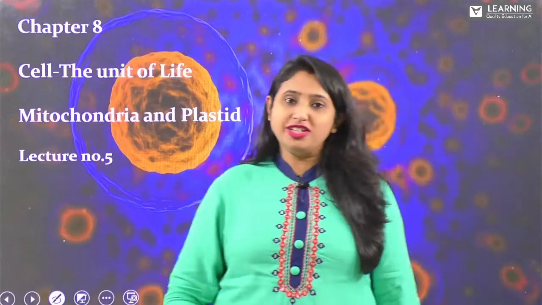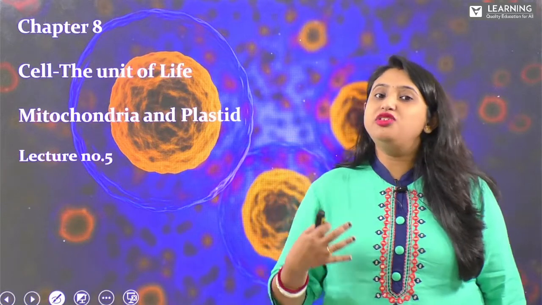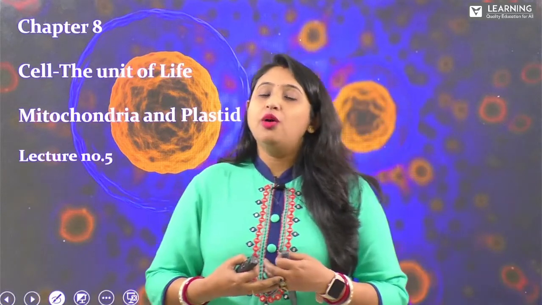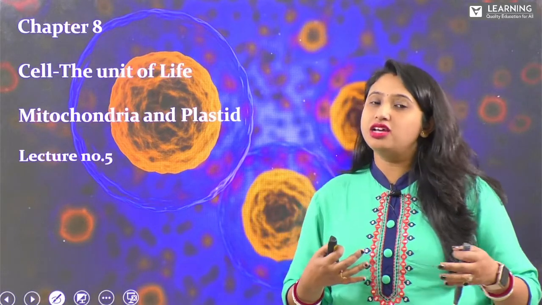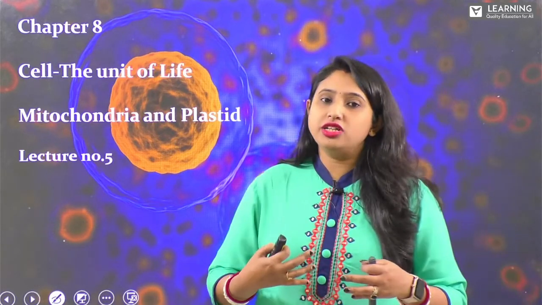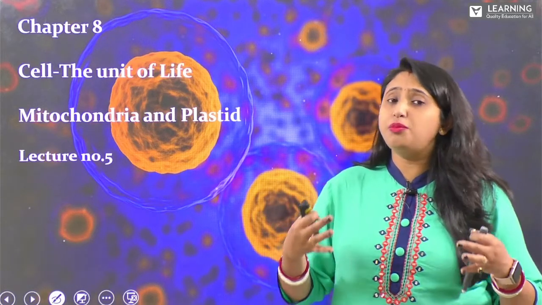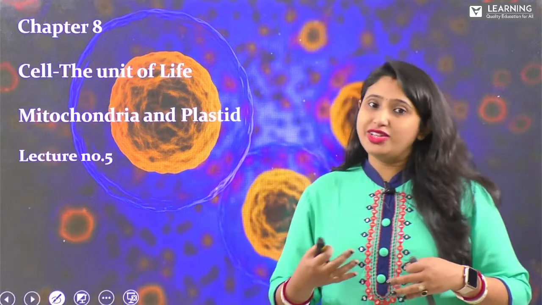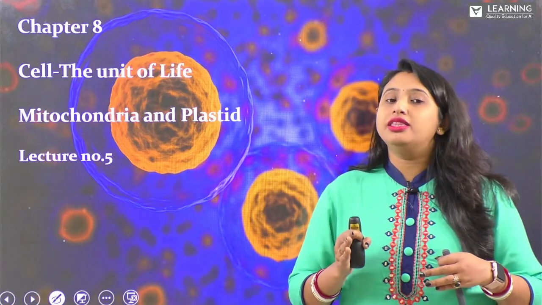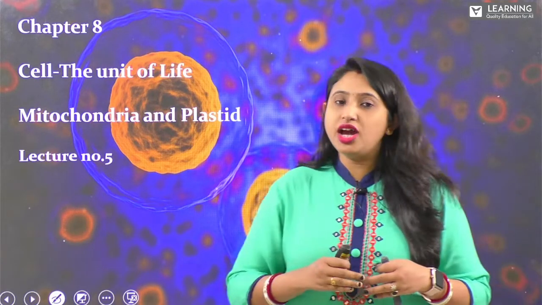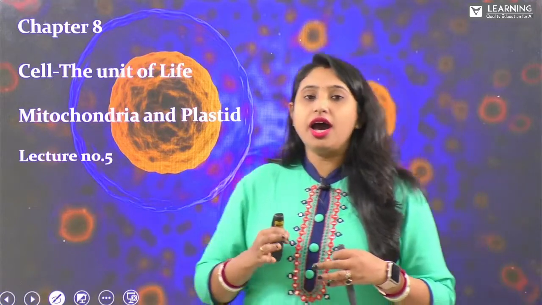So what are we going to learn today? We are in continuation with chapter 8, that is Cell: The Unit of Life. In our last class, we learned about the various cell organelles, that is the lysosome, vacuoles, Golgi bodies, and also the endoplasmic reticulum, right? In today's class, we are going to learn about another two important cell organelles, that is mitochondria and plastid.